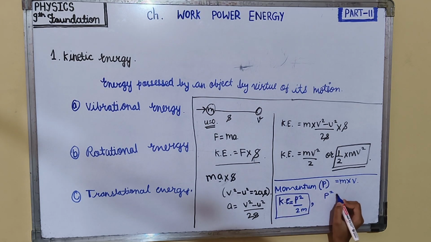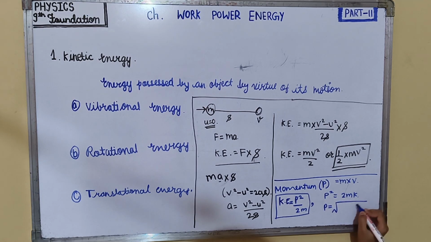Also, momentum p square is equal to 2mK, where K is kinetic energy. And if we have to find p, it is equal to root of 2mK. This is known as kinetic energy.